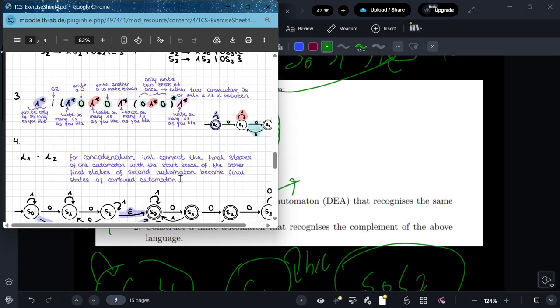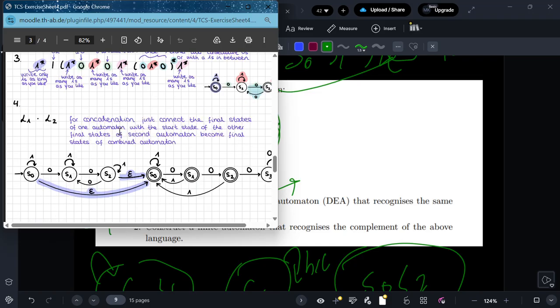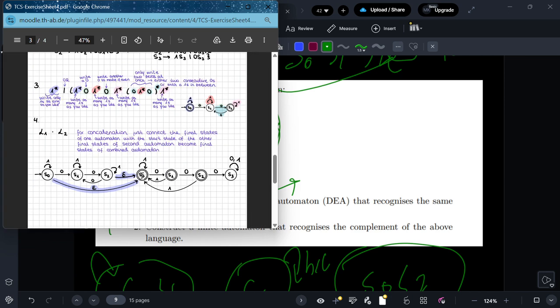And the concatenation just connects the final states of one automaton with the start state of the other, and the final states of the second automaton become the final states of the combined one. So we can see this. And this pretty much is concatenation here.